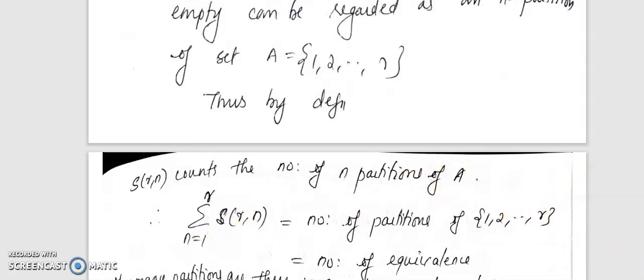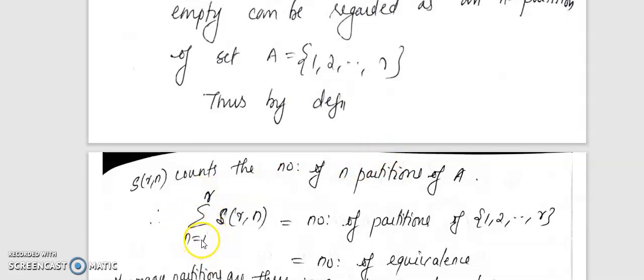The total number of partitions: S(R,n) is the number of ways of distributing R objects to n boxes. So S(R,n) will count the number of n-partitions of A. Now, the total number of all such partitions will be the summation n equal to 1 to R of S(R,n).